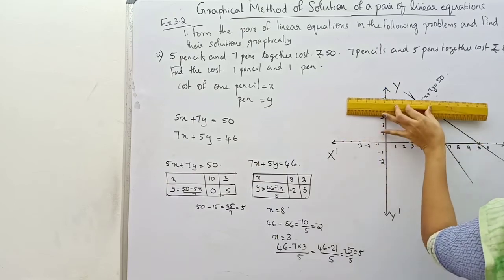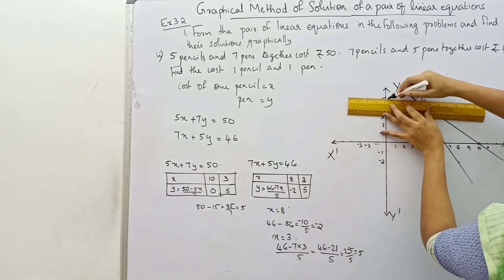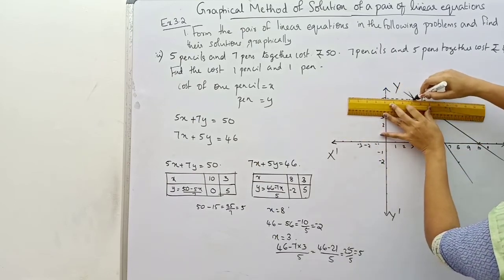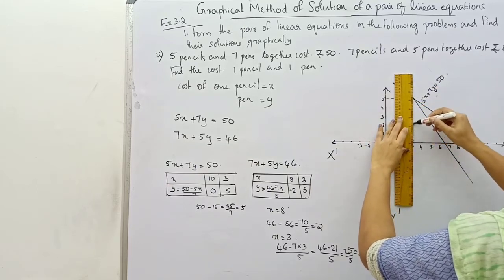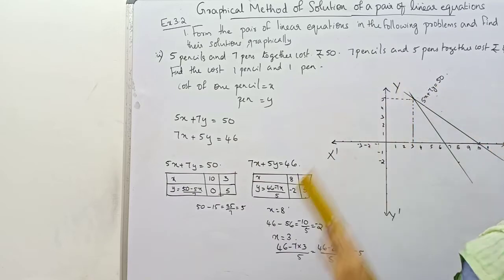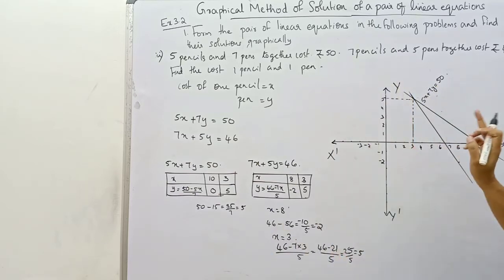Okay. Now we got the answer as y as 5 and x as 3. So our cost of pencil is 3 and pen is 5. Okay. Cost of pencil is x, which is 3, and cost of pen is y, which is equal to 5. So here is our answer.